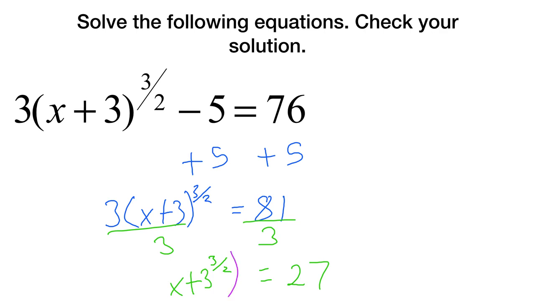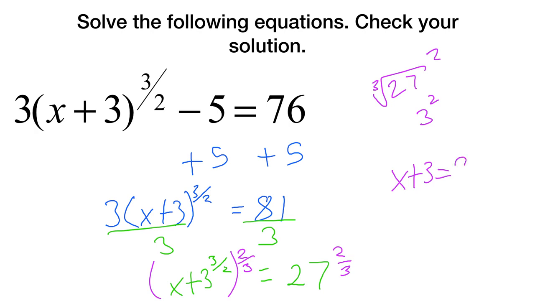Ooh, that's a number I recognize. At that point, I'll raise this to the 2/3 because that's its reciprocal. Let's see, the cube root of 27 is 3, 3 squared. So we get x plus 3 is 9. Sorry, I didn't put the parentheses around x plus 3 like I was supposed to. So x plus 3 is 9, which means x equals 6.